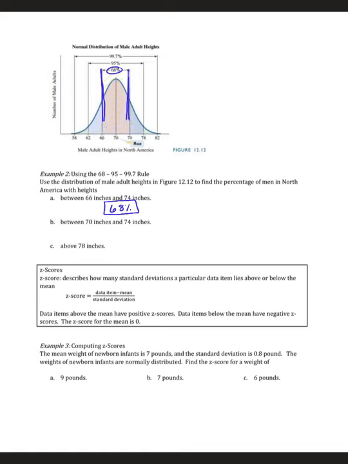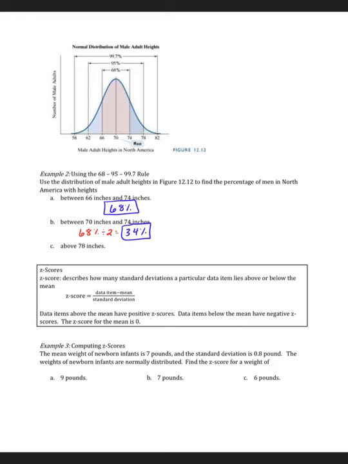Okay, I'm going to erase this just to make the next one easier. So now we want to find between 70 and 74. Well, 70 is here and 74 is right there. So we want to find what percent has between here and here. Well, if we know the whole thing is 68, then we just want to go with half of that. So if we take 68% and divide it by 2, we are left with 34%. All right, and let's look at the next one.